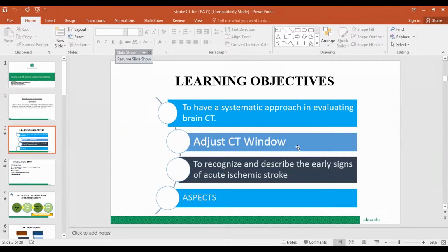The learning objectives for today's talk are to have a systematic approach in evaluating brain CT, how to adjust the CT brain window, to recognize and describe the early signs of acute ischemic stroke, and then the ASPECT score.